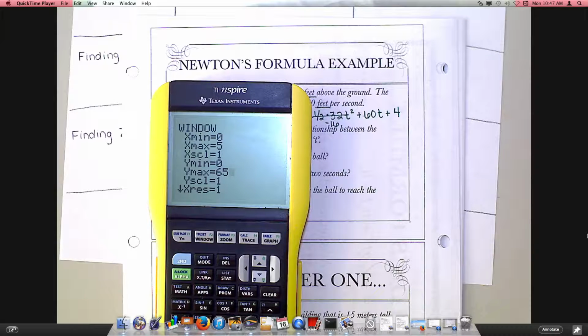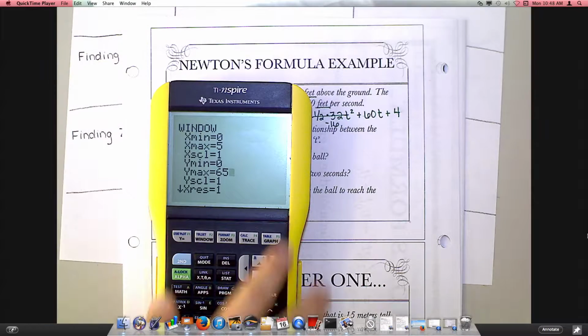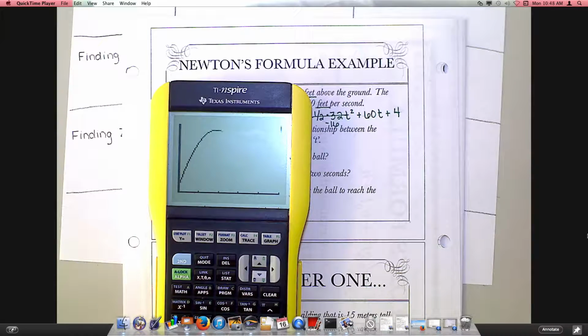it is okay for you to guess too big. I would rather you guess too big than too small. If you guess too big, you're going to have blank space at the top of your graph, but that's fine. If you guess too small, you're not going to see your entire graph. So if we go 65, can we see the top of the parabola? We sure can. Okay, so we're good. As soon as you can see the top, you're fine.